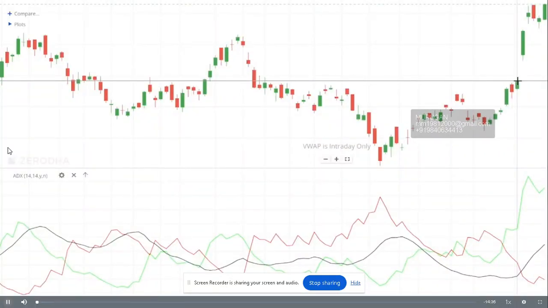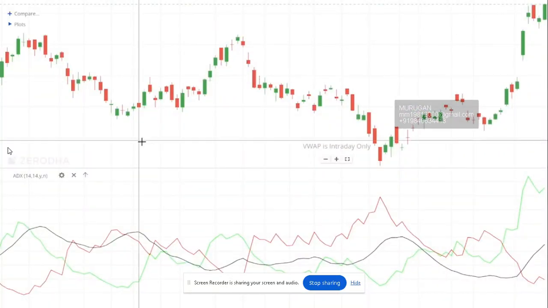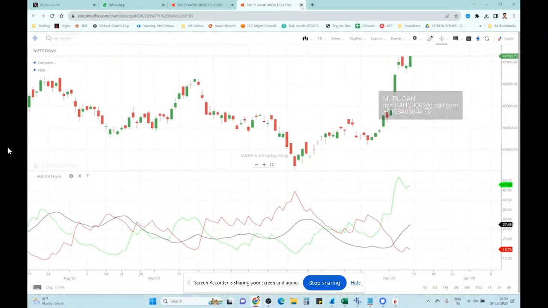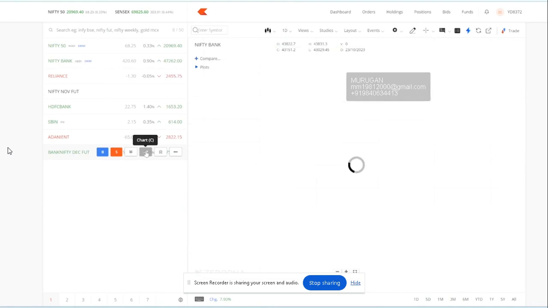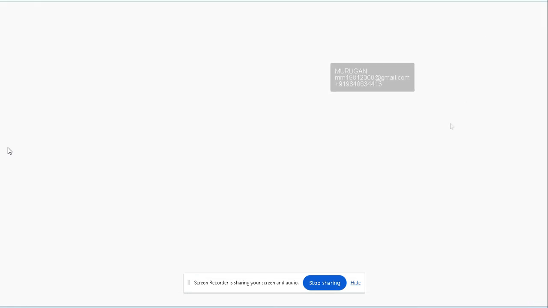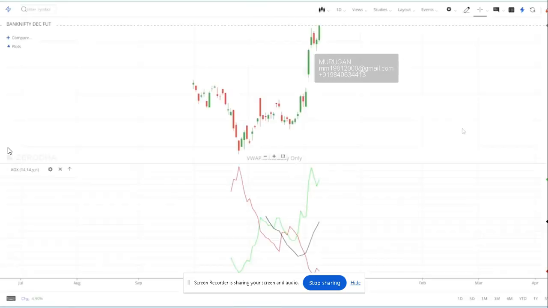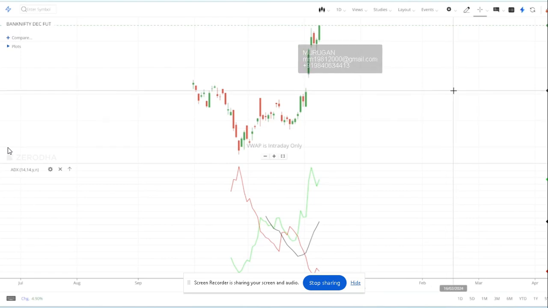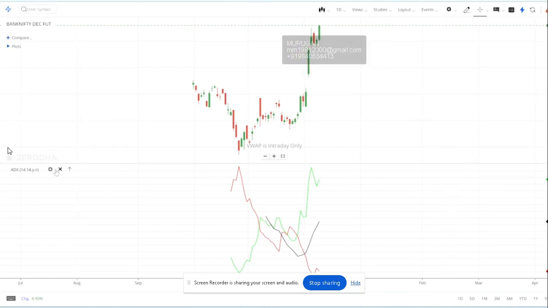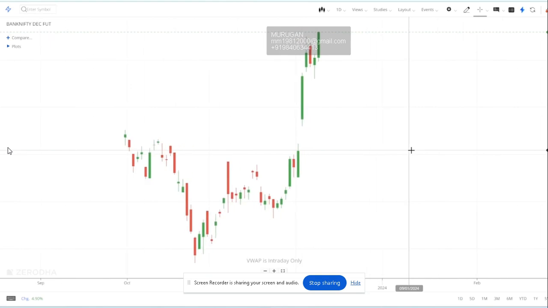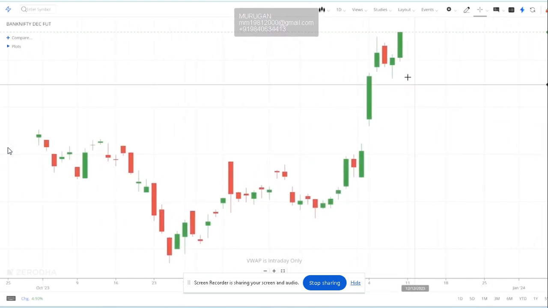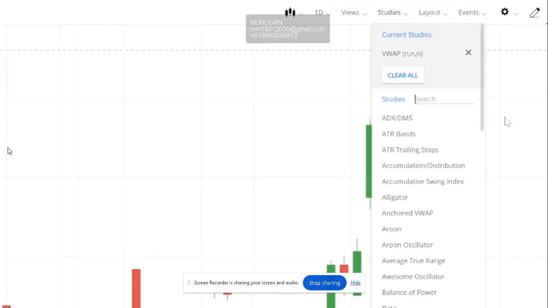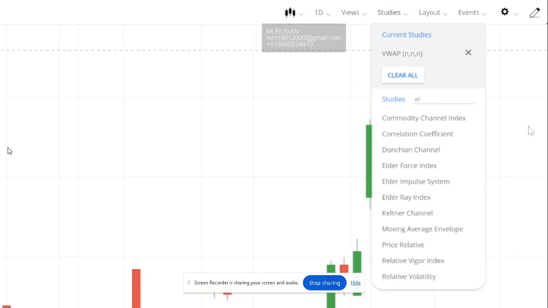Okay, so this is about the average directional index. I close this. Now I take Bank Nifty future instead of spot. Okay, so now I close this average directional index. Now the second indicator. You go to study, type Elder Force Index.